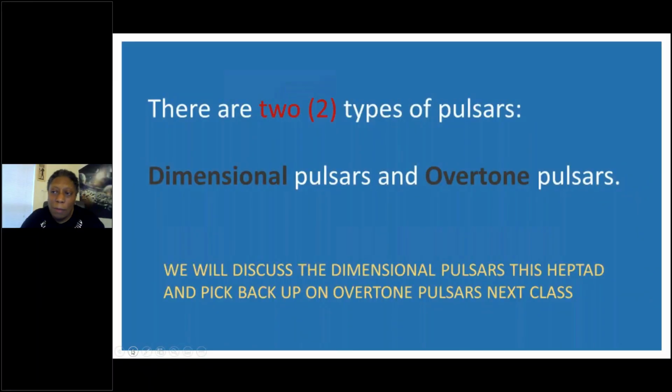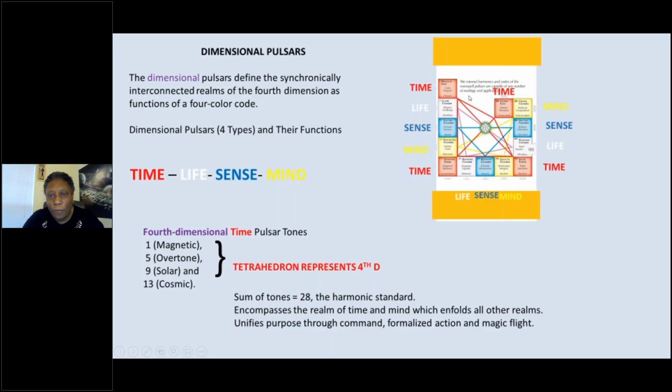There are two types of pulsars. They're going to be dimensional pulsars and overtone pulsars. Notice in the picture first, before we get to looking at the reading, we see time, life, sense, mind. Then we see time again. We see time, as a matter of fact, 4 times. So we see time, the 4th time dimension, in the entry point, in the overtone tower, in the solar tower, and in the exit point or the transport, the magical flight. All that's in the 4th dimension.